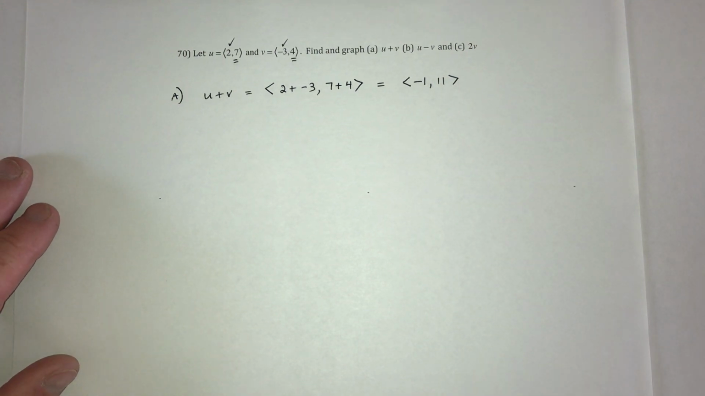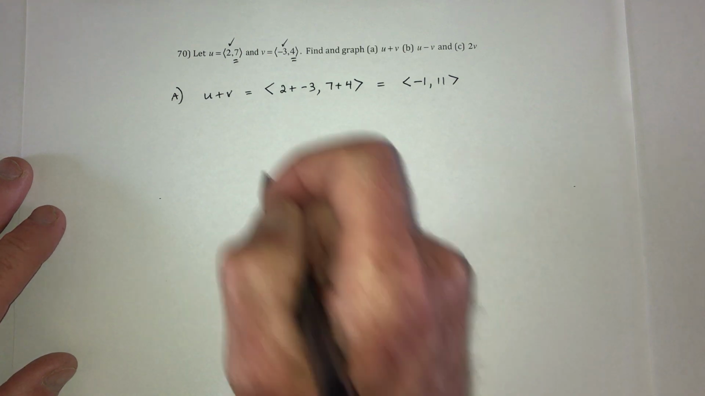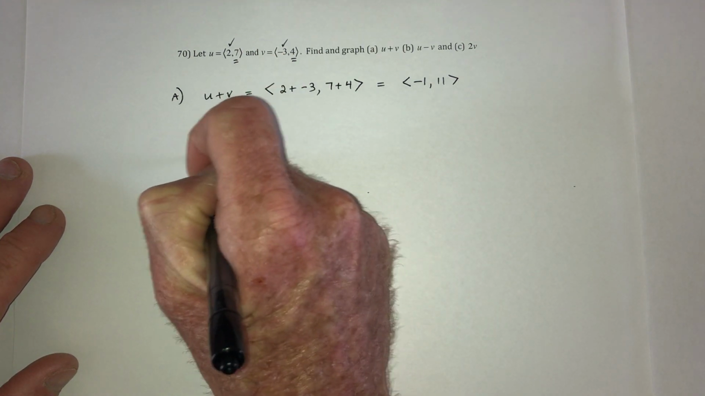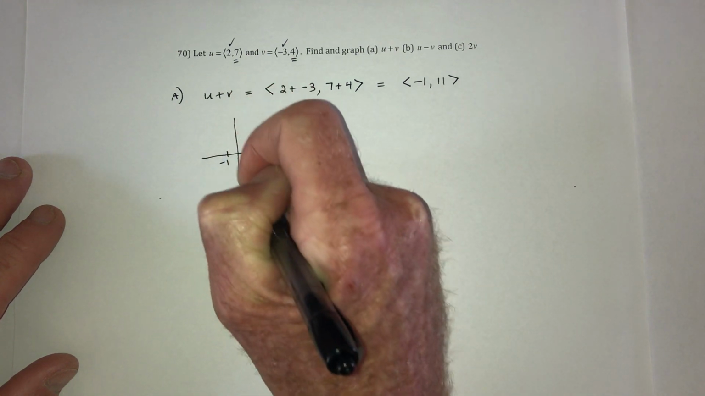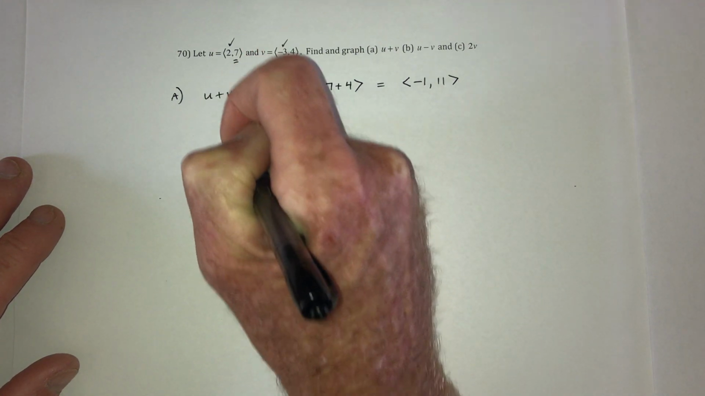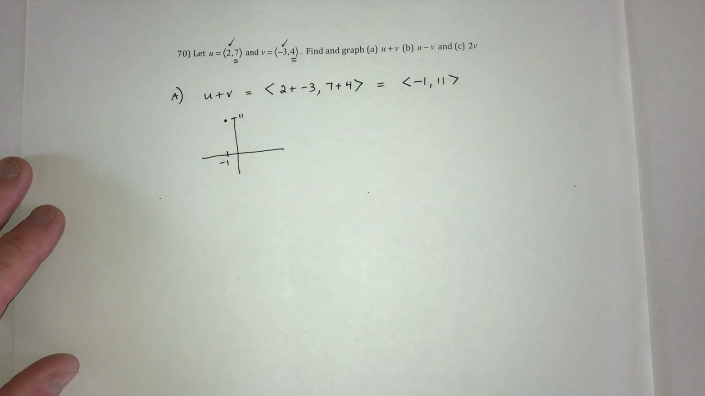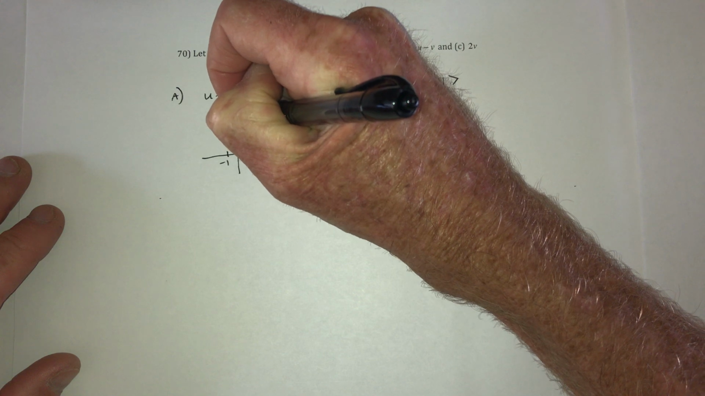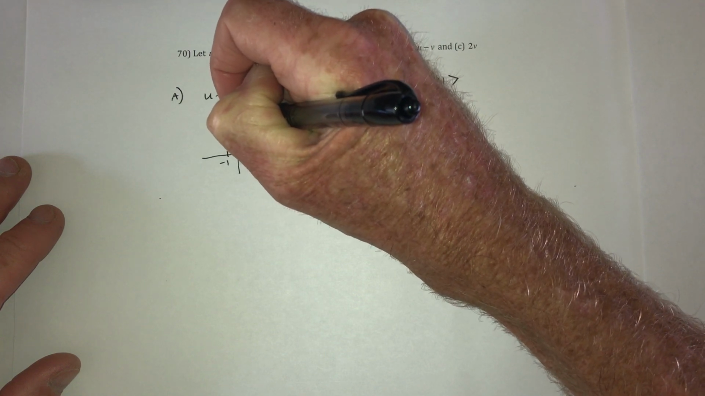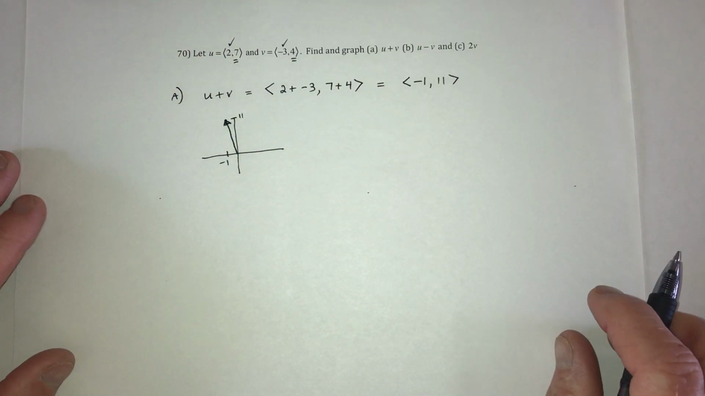Now there's actually two ways to graph it. Here's one way. So you go over to negative 1, you go up to 11. First, I like to put a dot right there, and then you draw an arrow from the origin until it touches that dot. Put a little arrow on it, and we're done.